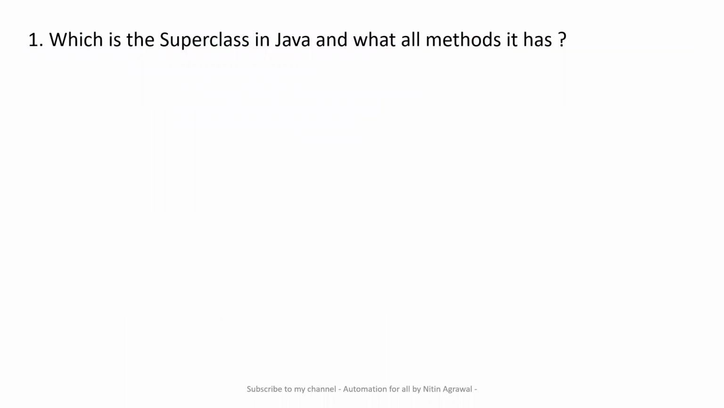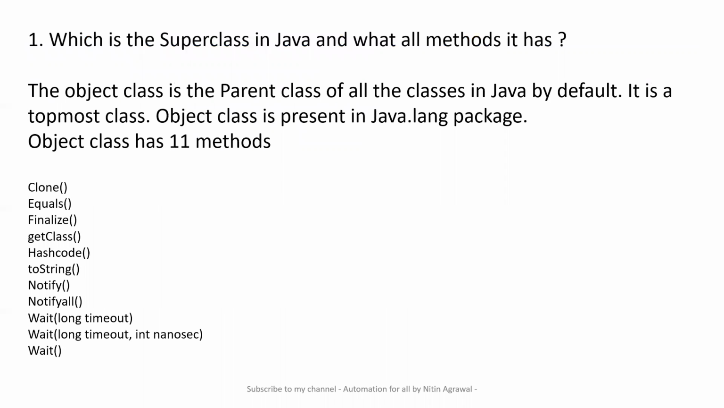The first question is, which is the superclass in Java and what all methods it has? So object class is a parent class of all the classes in Java by default. It is a topmost class, and object class is present in java.lang package. Object class by default is having 11 methods.